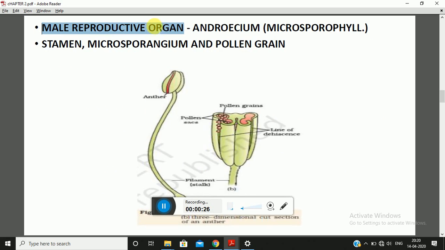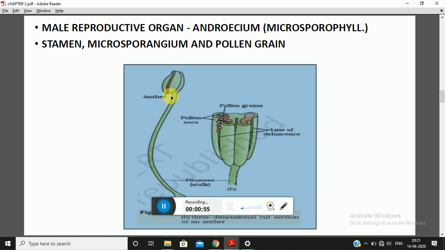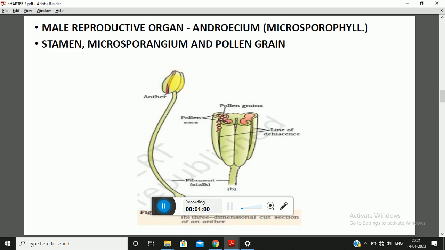In the last class, we started with a male reproductive organ, that is androecium, or it is also known as microsporophyll. So in today's class, we will continue with the same topic, that is male reproductive organ. Now friends, as I have told in the last class that stamen is considered as male reproductive organ of a flower. Now, if you see the structure of stamen, it consists of two things. You can see here that there is a presence of anther and there is a slender, long stalk-like structure which is known as filament. So, stamen is composed of anther and filament.